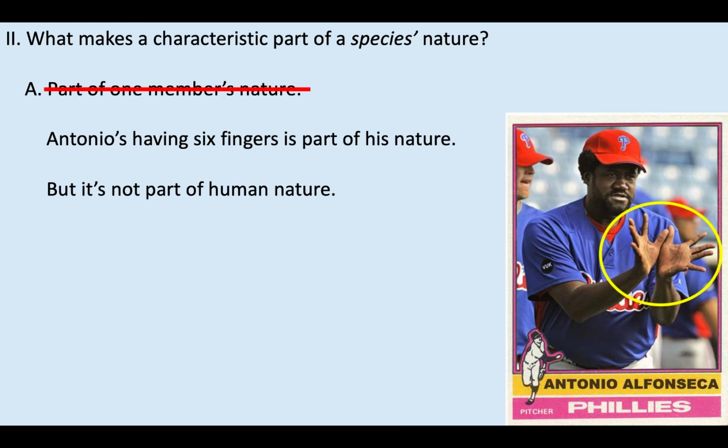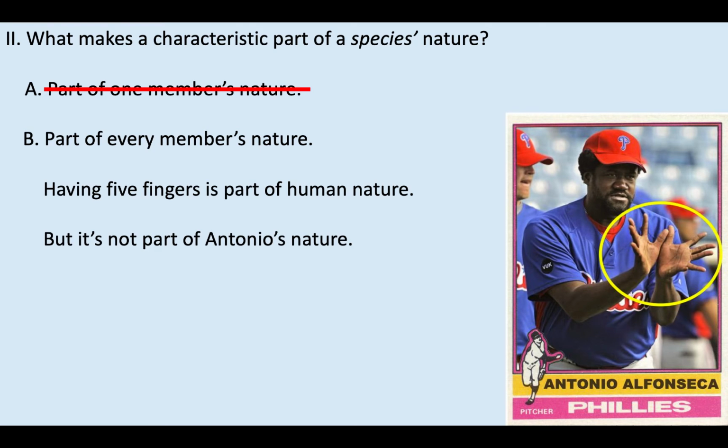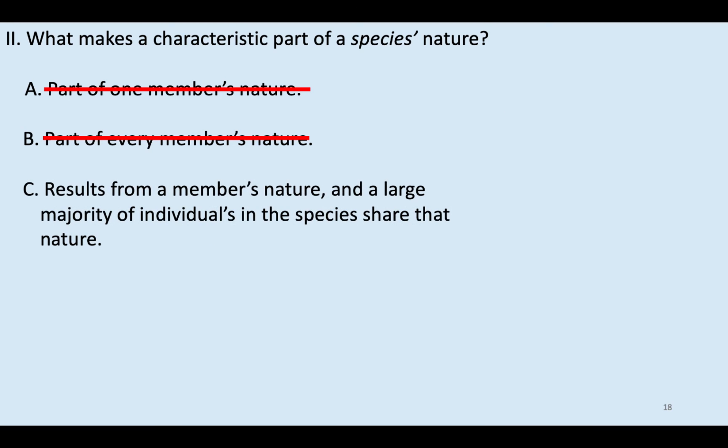So we can't say that a characteristic is part of human nature if it's part of at least one member's nature. That is, being part of one member's nature is not sufficient for being part of human nature. What about this? Being part of every member's nature. A characteristic is part of a species' nature if it's part of every member's nature. Well, we run into the same problem. Having 5 fingers is part of human nature, but it's not part of Antonio's nature. Of course, Antonio is human, so being part of every member's nature can't be necessary for being part of a species' nature.